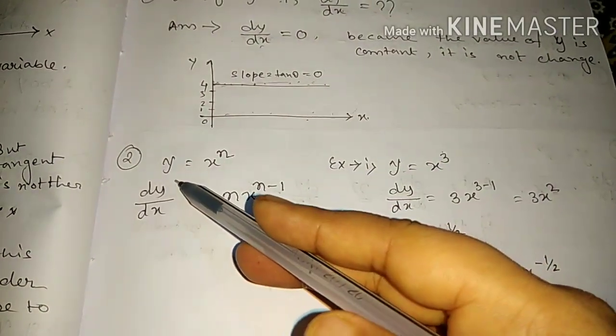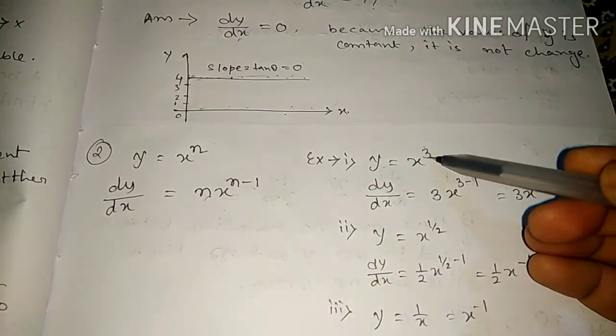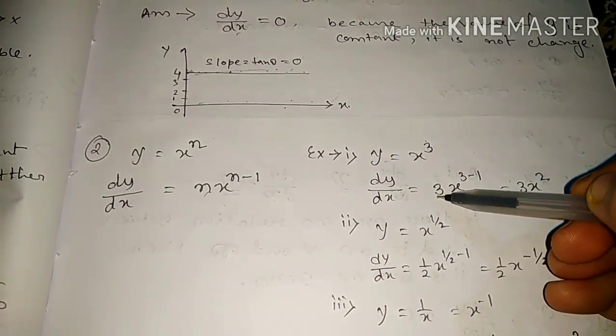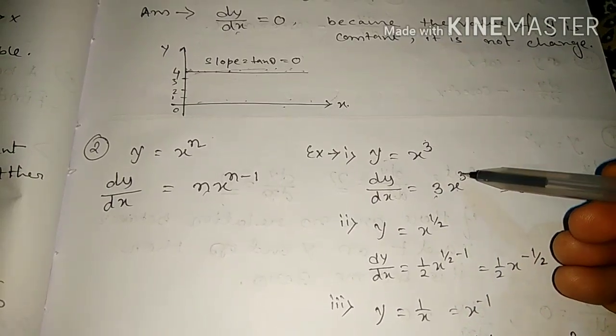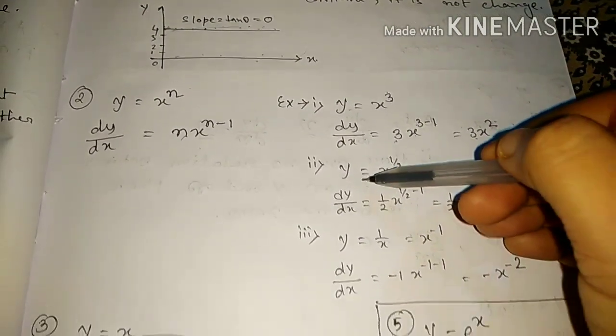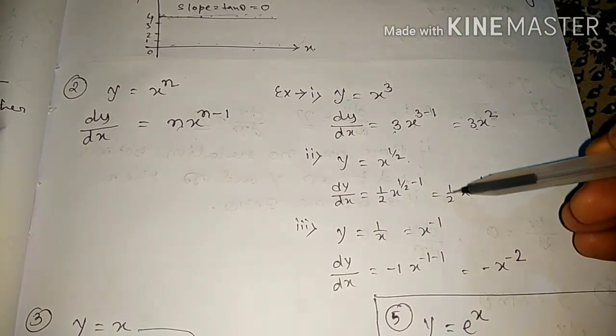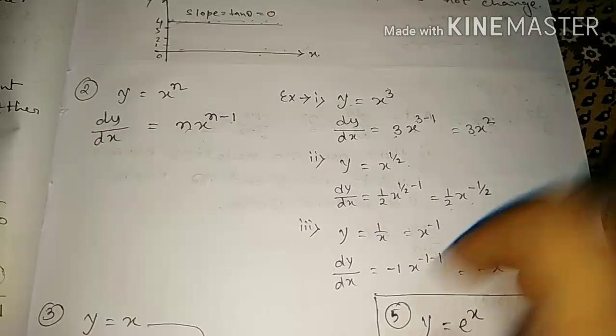What is the value of dy by dx? Because n is the power, here n means 3. So we write 3 in front, then x to the power decreased by 1, 3 minus 1, that is 2: 3x square. For y equals x to the power half, we write half at first, then half minus 1: half into x to the power minus half.